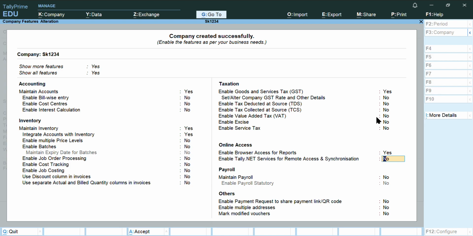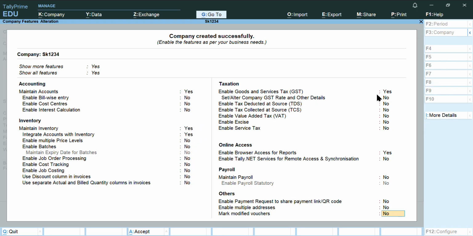Then other remote access, etc. No. Payroll, no. All right, so nothing else is needed. Now, when we have made the changes, you see the changes. Only number one, enable bill-wise entry, it is no. Only yes for the accounts. Then herein in the inventory, maintain inventory and integrate inventory with the accounts. These two are yes, rest is no.